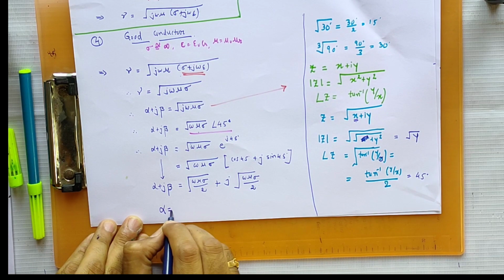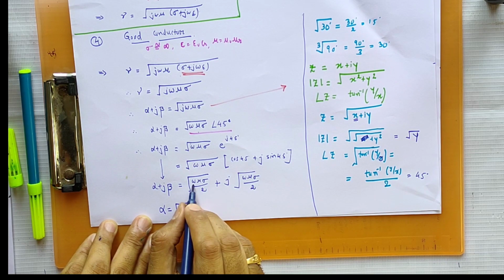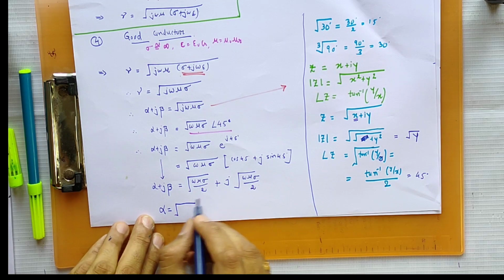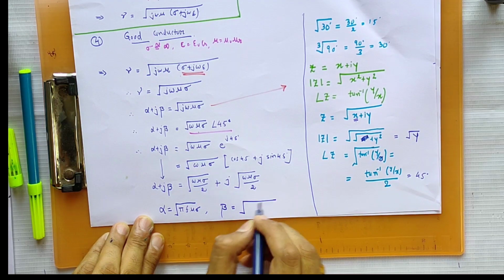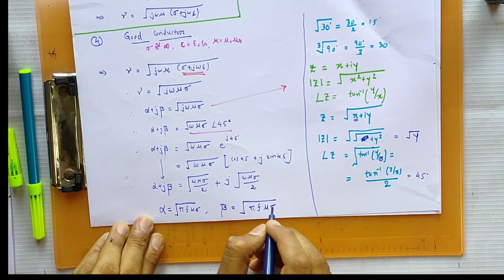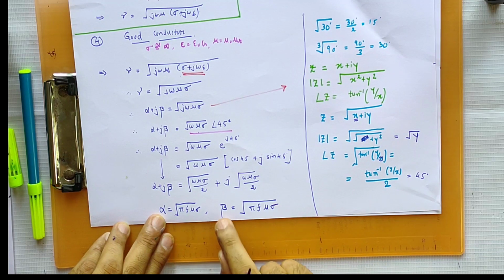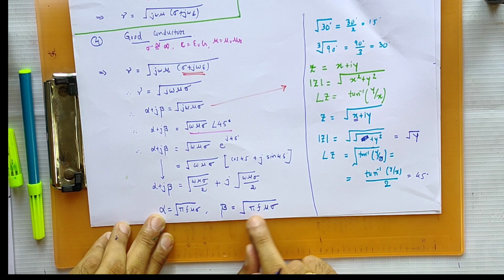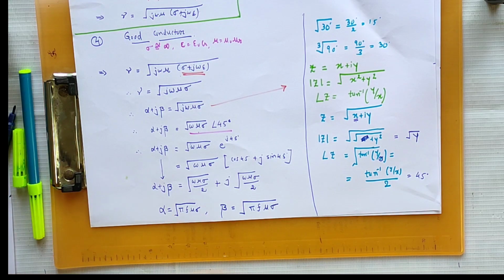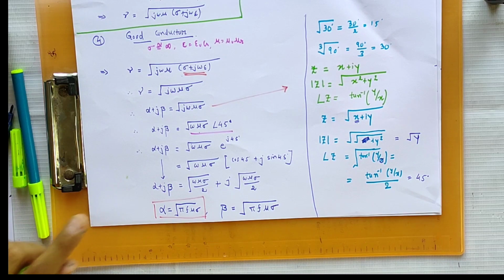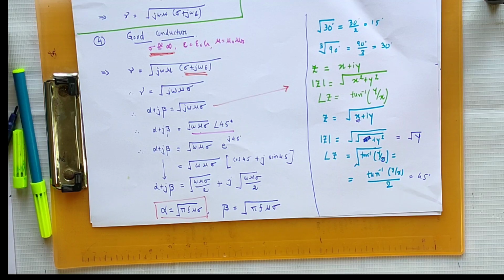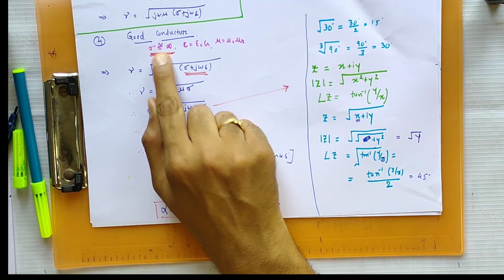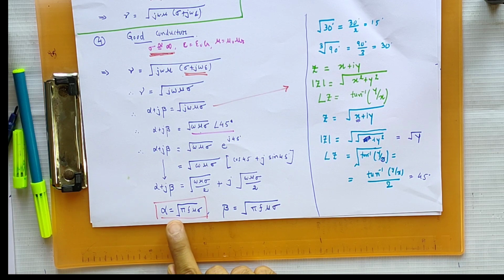So what is the value of alpha? Put here omega is equal to 2 pi f, so the 2 cancels out, so alpha is under root of pi f mu sigma, and beta is also under root of pi f mu sigma. So the attenuation constant and the phase constant are both the same, under root of pi f mu sigma. You can notice attenuation is present. Why? Because the conductivity is not 0, conductivity is very high, so that is why the attenuation is present.